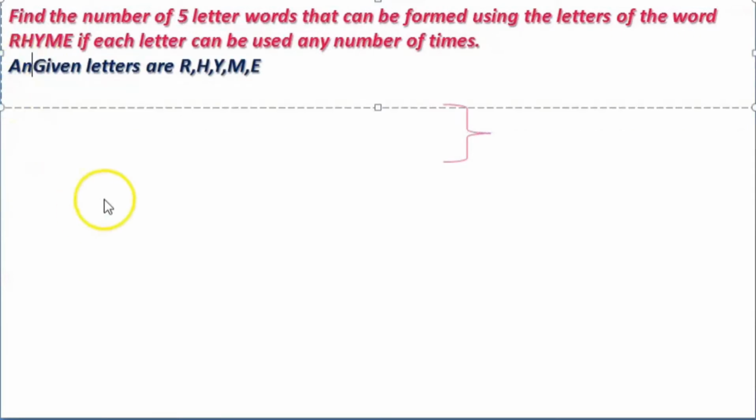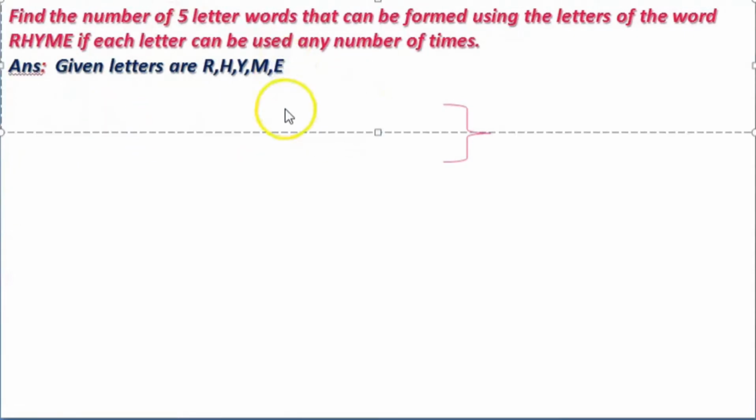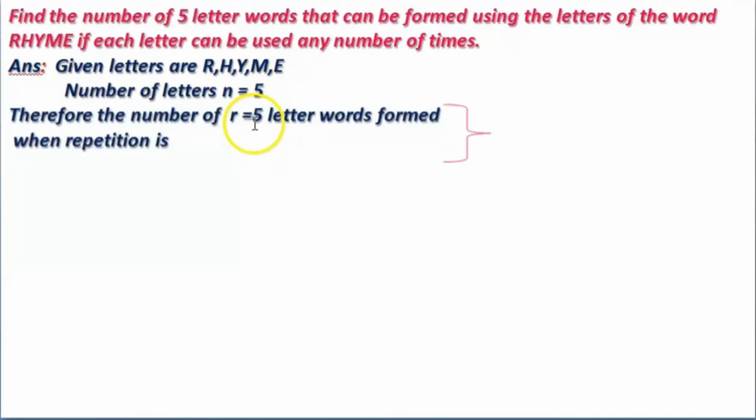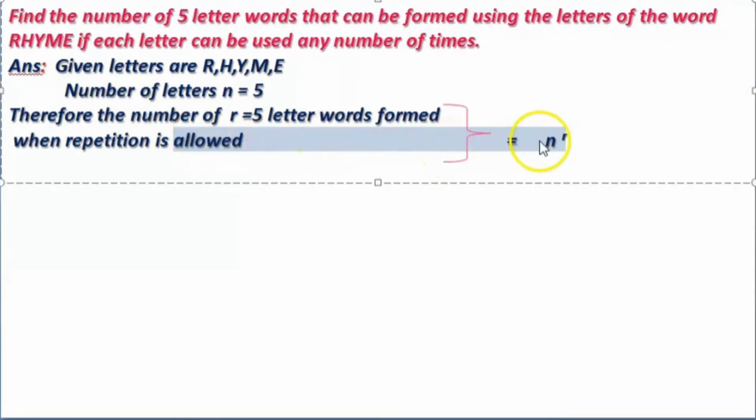So what we have to write is: the number of letters is n, equal to 5. 5 letters are given. Therefore, the number of 5-letter words required is the number of 5-letter words formed when repetition is allowed, which is n power r.